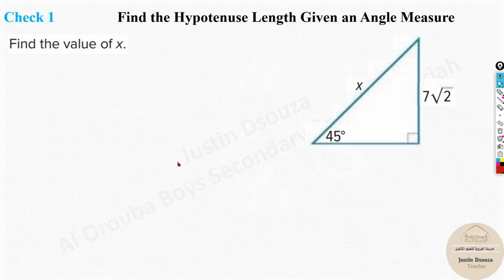Now please do try this by yourselves as well. Here, if one angle is 45, then this is 90. This must be 45. So again, we can use the 45, 45, 90 degree rules.